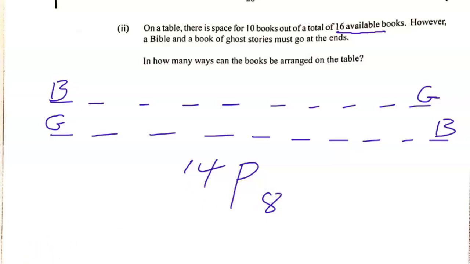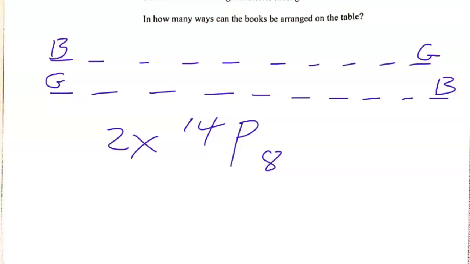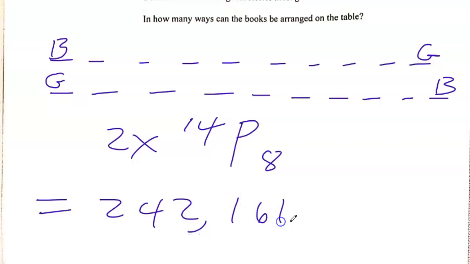Alright, and we're talking about things here, so the order is important. So we use P, and of course, 2 possible ways. So we multiply that by 2, because the Bible can be at the front, or the Bible can be at the back. And of course, order is important, since we're talking about things, it's not like the previous question with the car and the persons. Alright, so 2 times 14 P 8, and we can use our calculator to do this. This is 242,161,920.